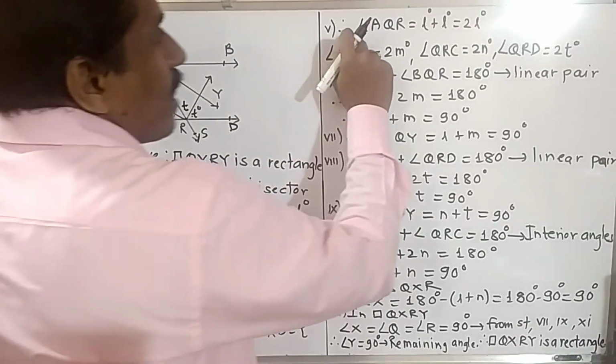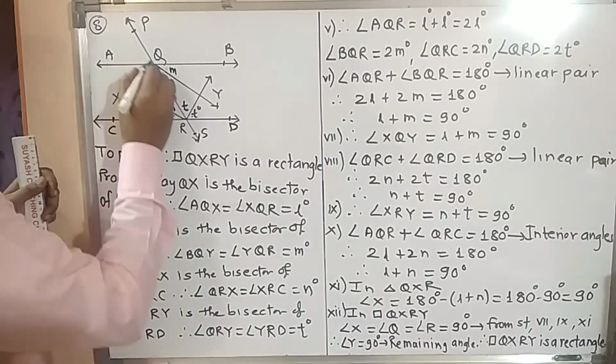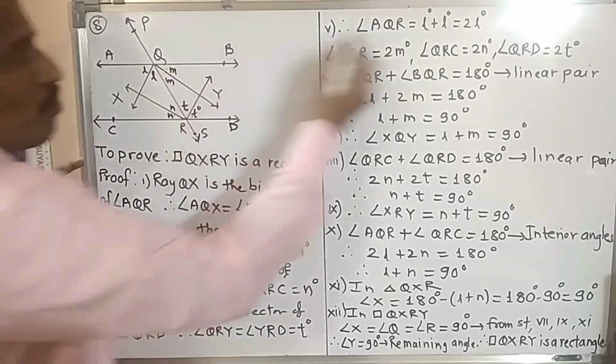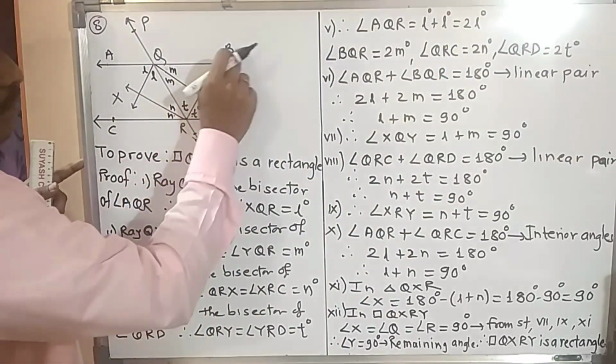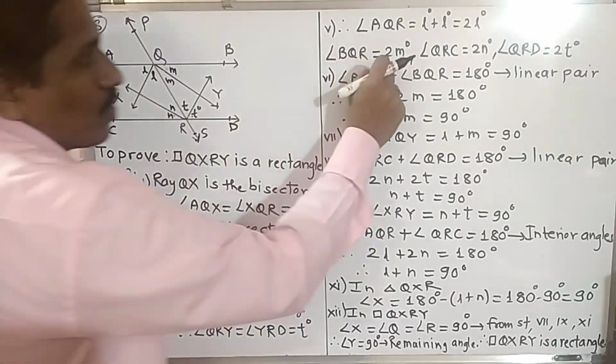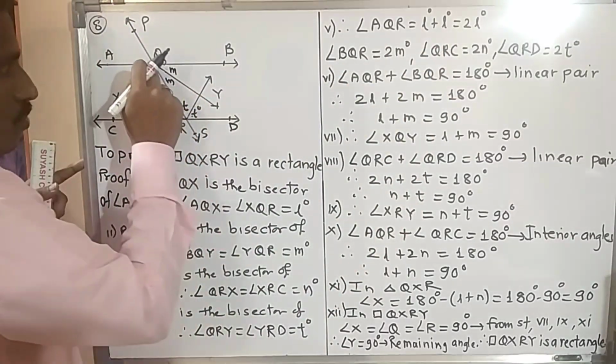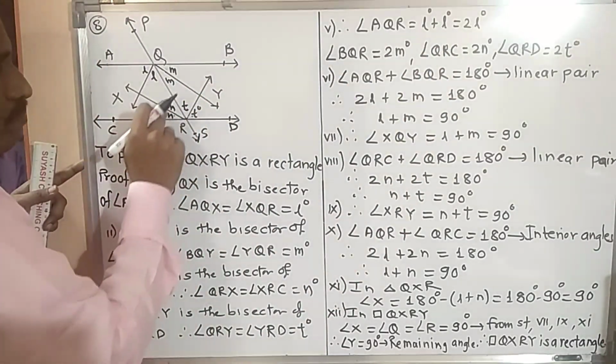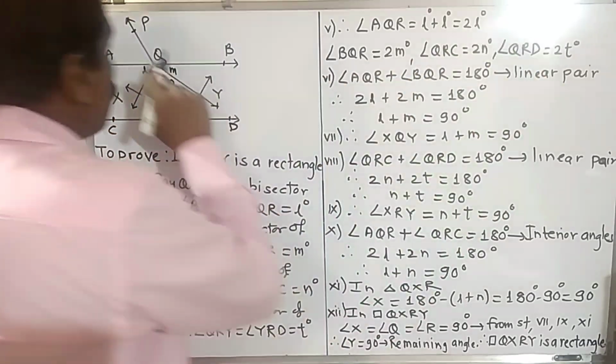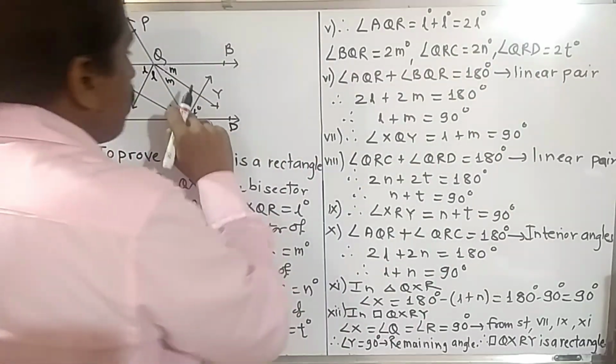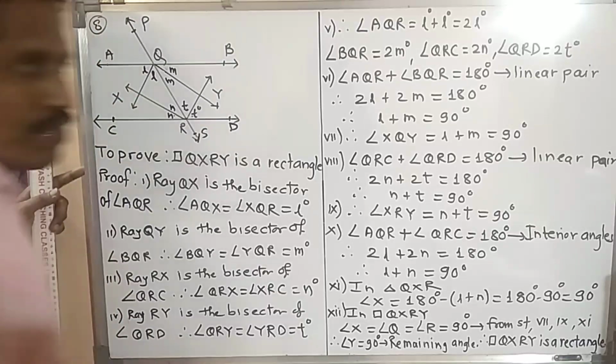Now consider angle AQR. That is L plus L, how much is it? 2L. Similarly BQR is 2M. QRC is N plus N, 2N. And QRD is T plus T, that is 2T degrees.